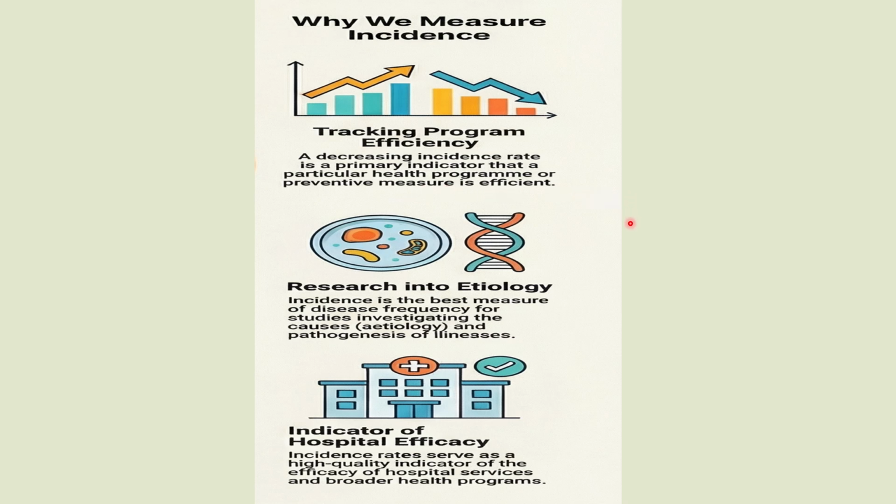If we introduce a vaccine or a hygiene campaign and incidence goes down, we know we are on the right track. Second is research into etiology. Incidence is the best measure of disease frequency when studying the causes of illness. And third, indicator of hospital efficacy. Incidence rate tells us how effective hospitals and health programs really are.